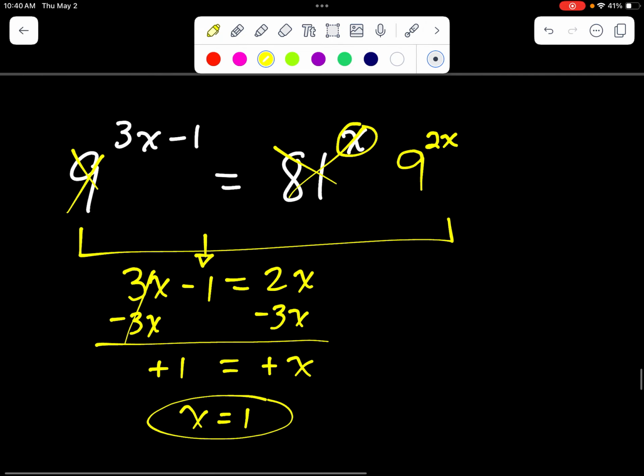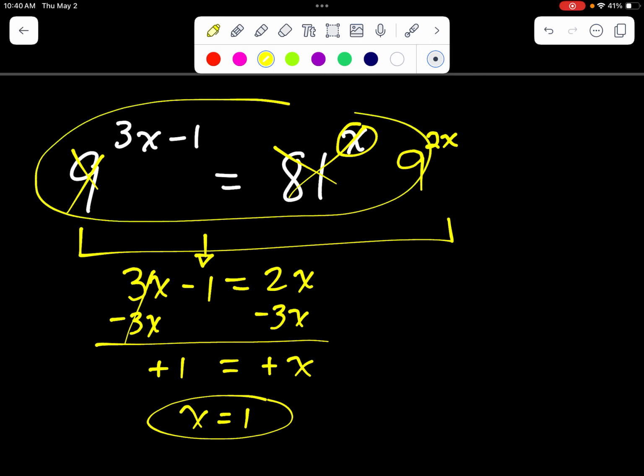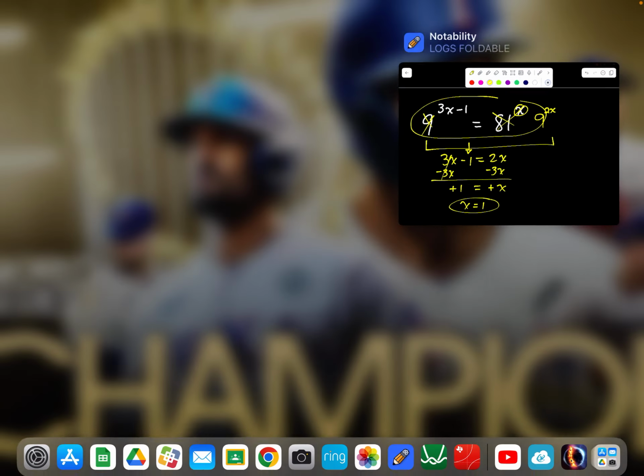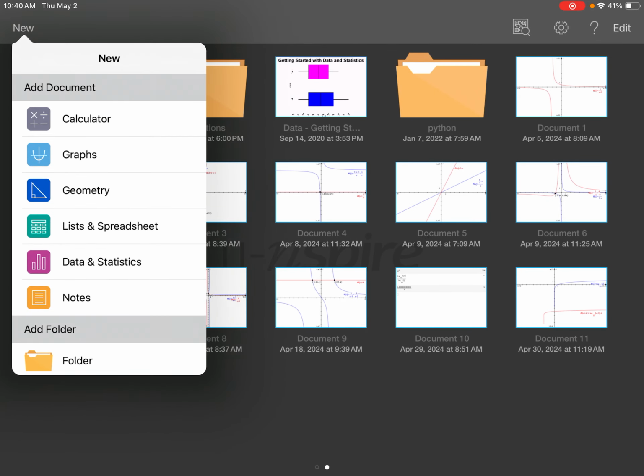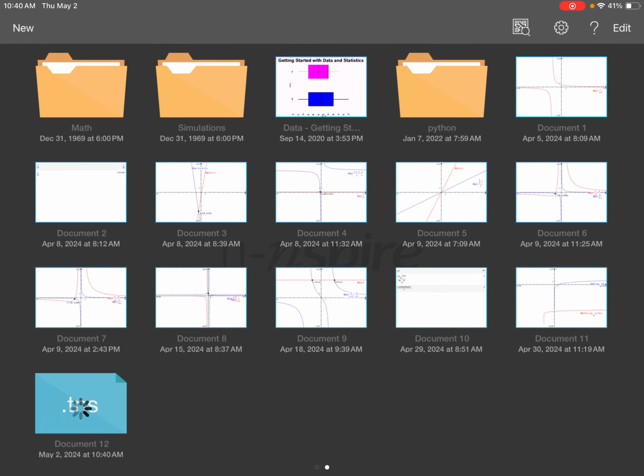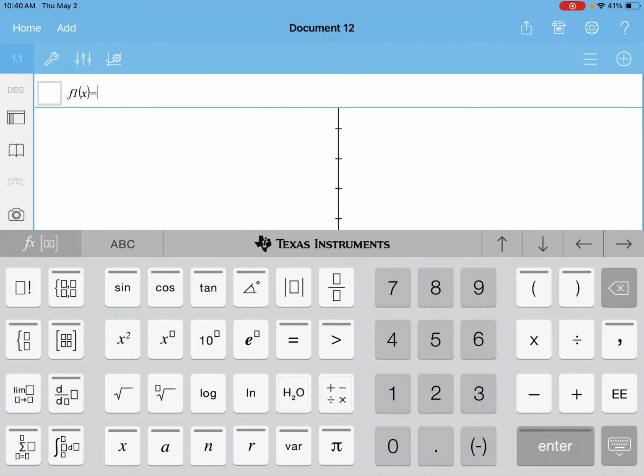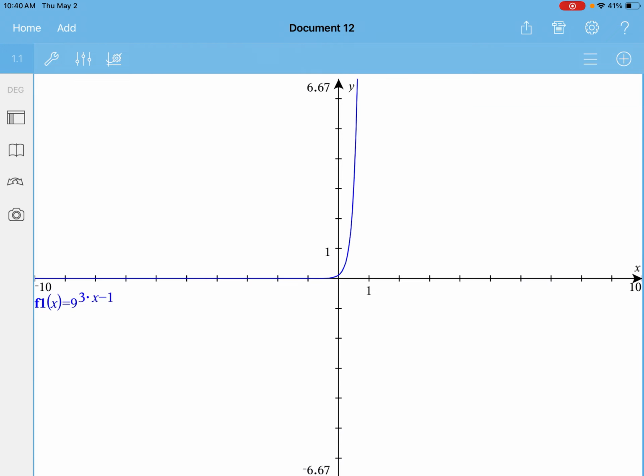Now there is another way of solving these, and I'm going to use the calculator method to solve this example that we have right here. What you can do is open up your calculator. I'm going to use the TI-nSpire here, and I'm going to go to New Graphs. I'm going to type in the left side of that equation and put that in F1. That was 9 raised to the 3x minus 1 power, and I press enter. I don't care what the shape is. All I care about is I'm going to look for an intersection and look for that x value of it.